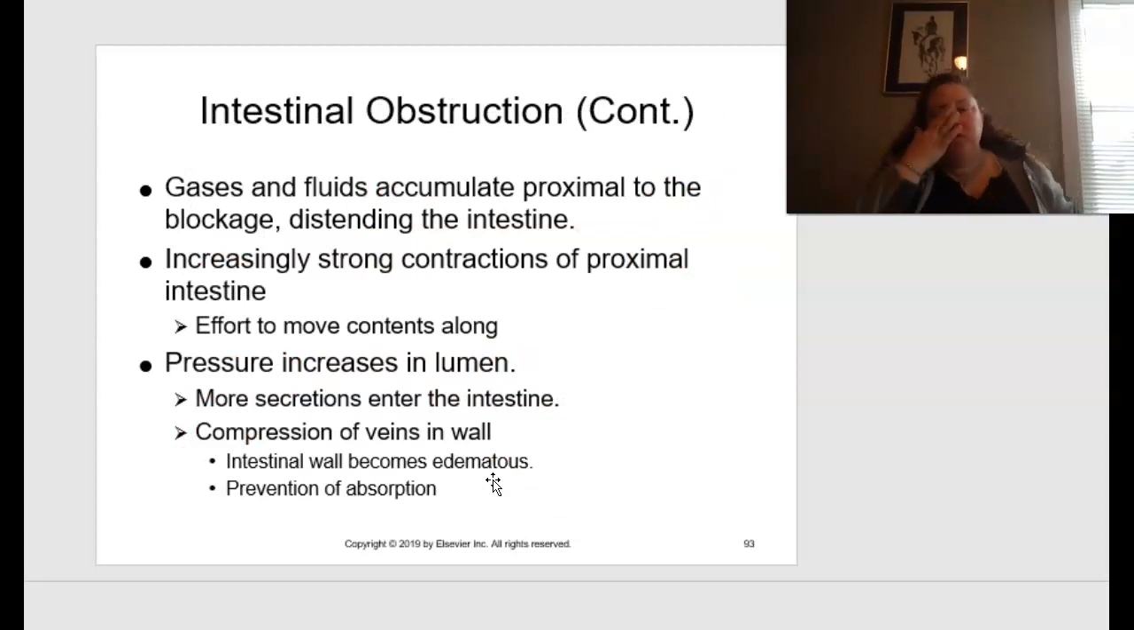Gases and fluids accumulate proximal, upstream to the blockage, and this causes a distension, or a stretching, of the intestine. Increasingly strong contractions of the proximal intestine can occur in an effort to move the contents along, and then the pressure increases in the lumen, and so more secretions enter the intestine. That causes further compression of the vessels and the veins in the wall, and then the intestinal wall becomes edematous, or swollen, right? And then this causes a prevention of absorption.